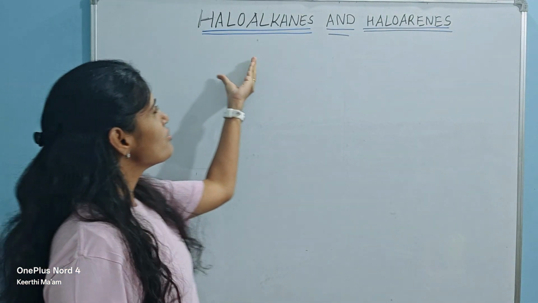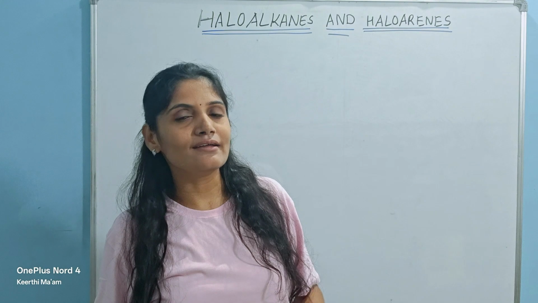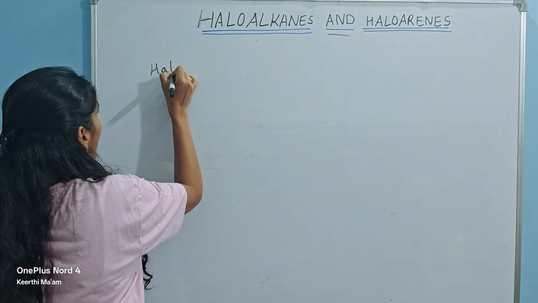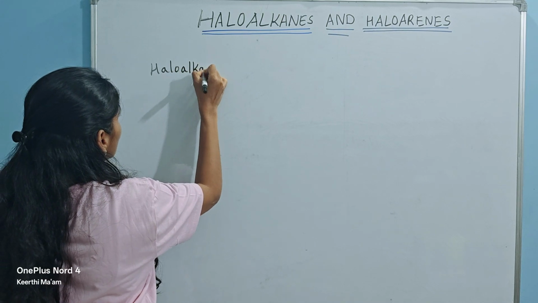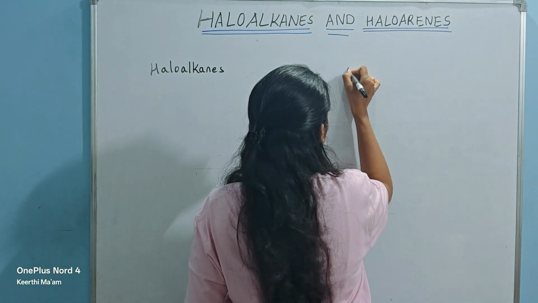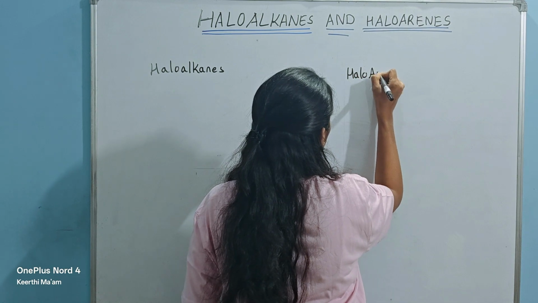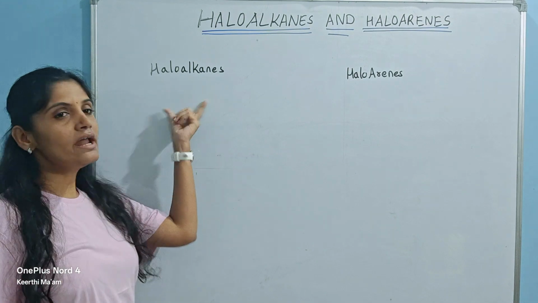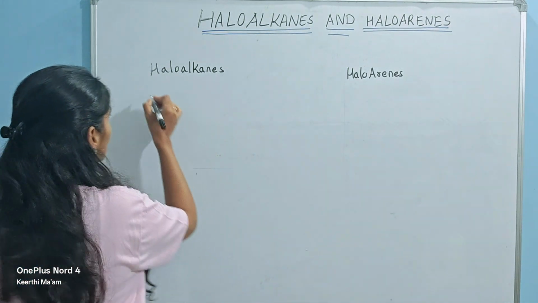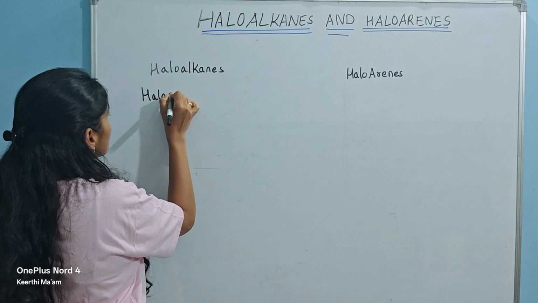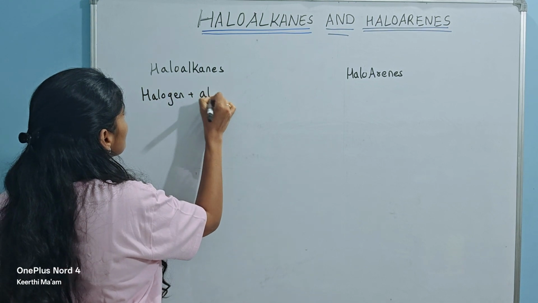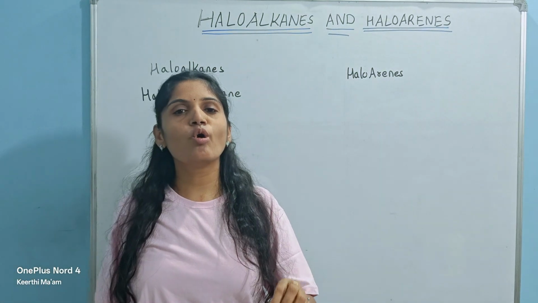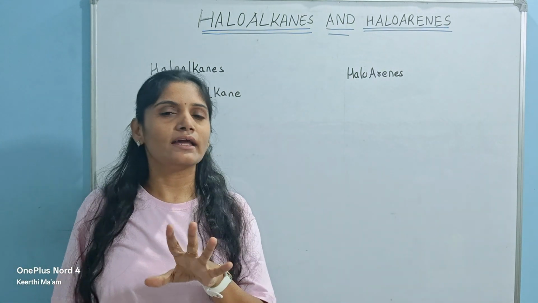Okay. Now let us understand these two terms, haloalkanes and haloarenes, separately. Now let me divide the word haloalkanes into two parts: halogen plus alkane. So haloalkanes are the combination of halogen and alkane.